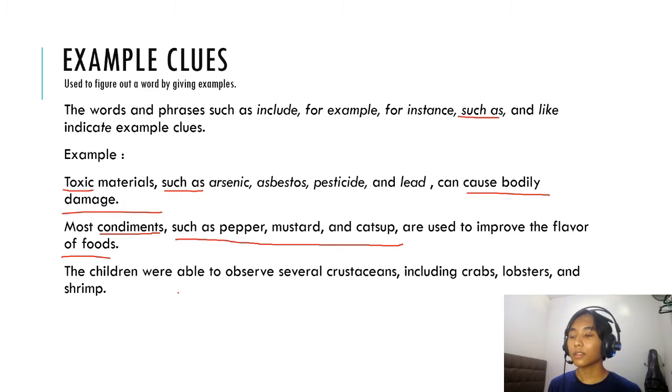Next, the children were able to observe several crustaceans, including crabs, lobster, and shrimp. The children were able to observe several crustaceans, so crustaceans, including, right? Include. So, crustaceans are creatures like crabs, lobster, and shrimp. They have, you know, an exoskeleton. If you are a high school student, you'll know it.